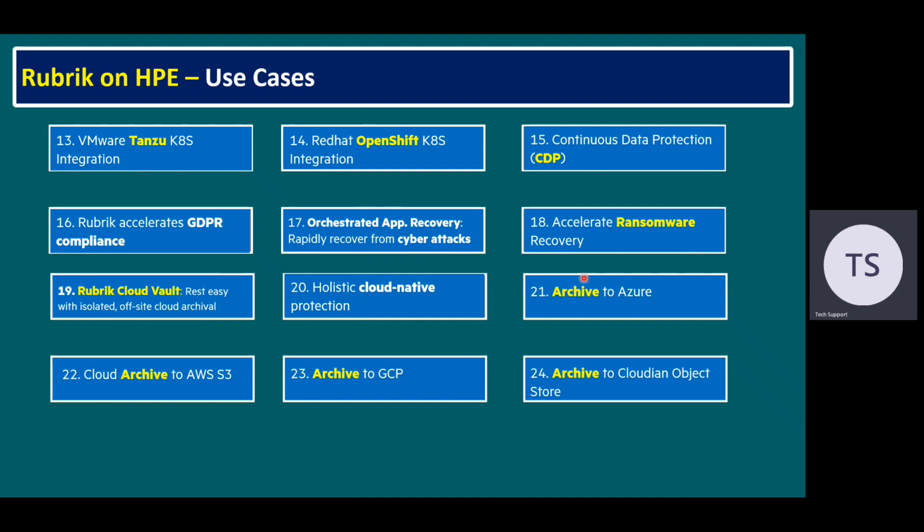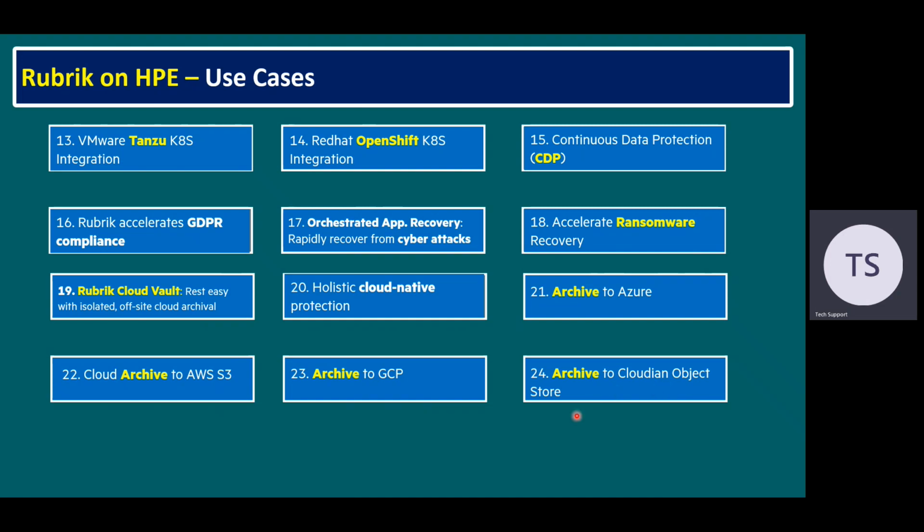And for archive, we can archive your data to any public cloud: you can archive to Azure, you can archive your data to AWS S3, and you can also archive to GCP, Google Cloud Platform. And not only these three public clouds, you can also archive your data to Cloudian Object Store.